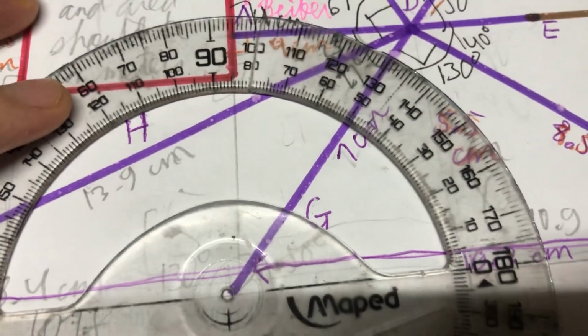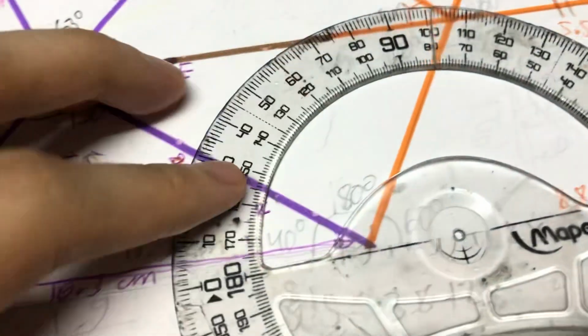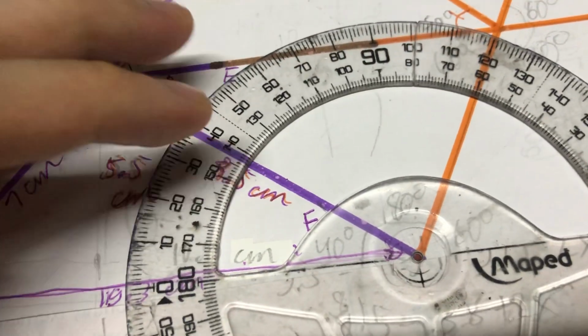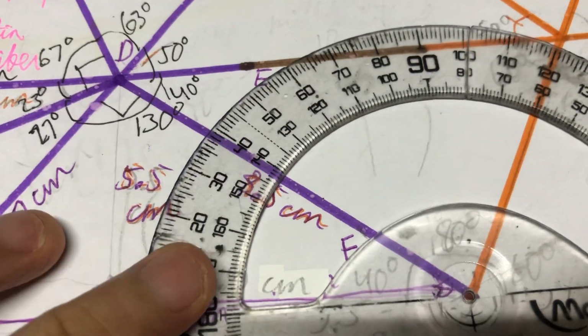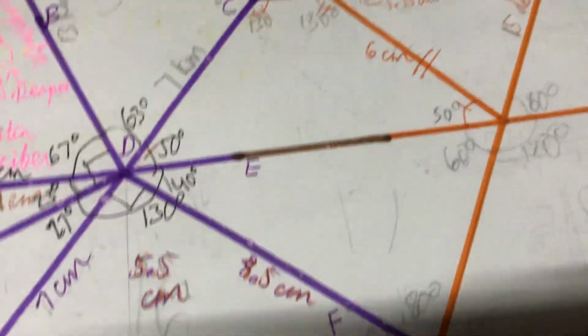And then dito, applying supplementary angles, ito yun, 50 degrees. Then this one, we should get 40 degrees. 40 degrees ang kukunin namin dito. Yan, 40 degrees, okay? So yun po yung formula. Yun po yung technique. Okay?